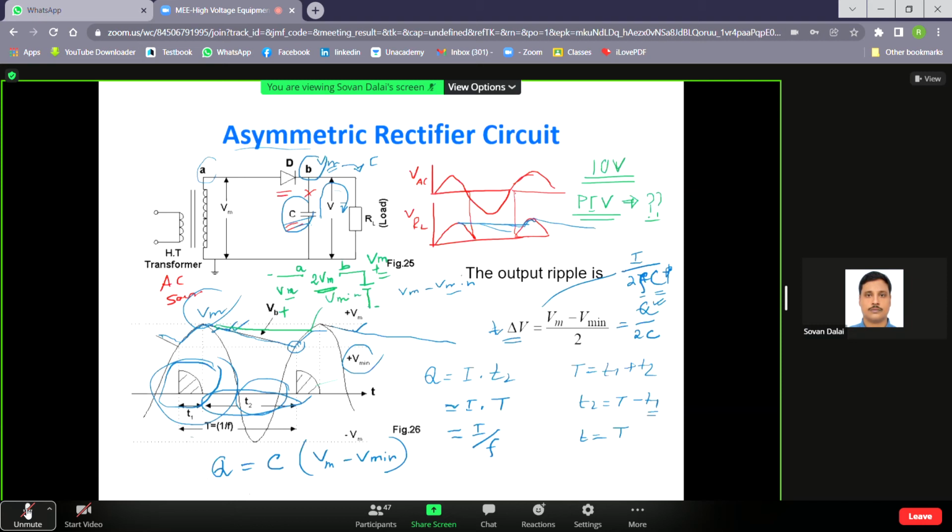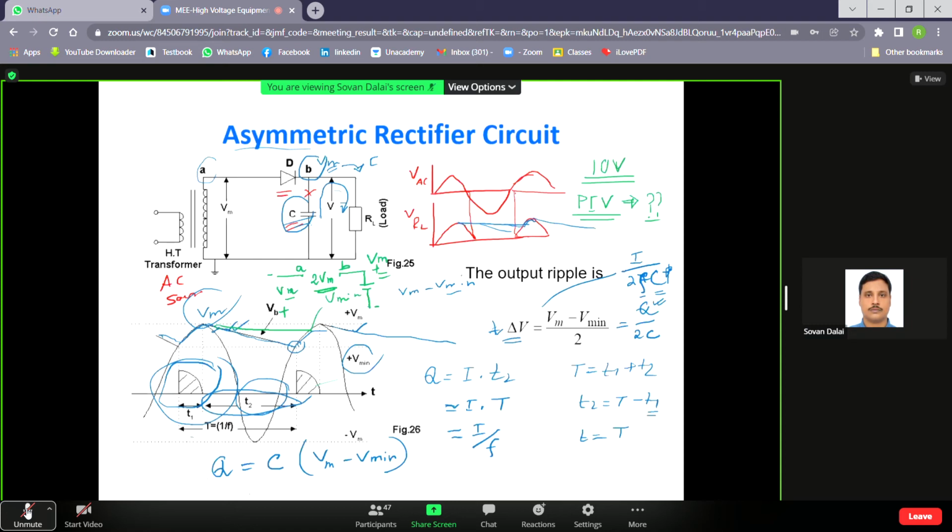Hence no MMF balance takes place between the primary and secondary. So what will happen? This may cause saturation of the transformer core with the increase of load current. If the core saturates, then you will not get that proper voltage. So special design precautions should be taken in order to avoid core saturation. Either your core cross section should be increased, or you have to select a special transformer.